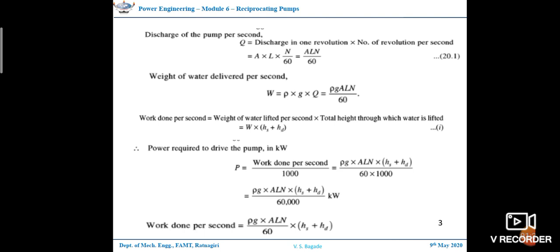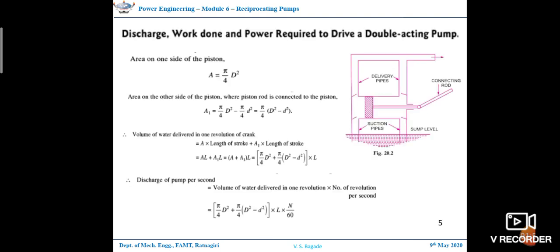So if you put the work done, you will find the power, and this is equal to rho G ALN into HS plus HD divided by 60 into 1000, that is 60,000. Right. So that is the work done per second and power.